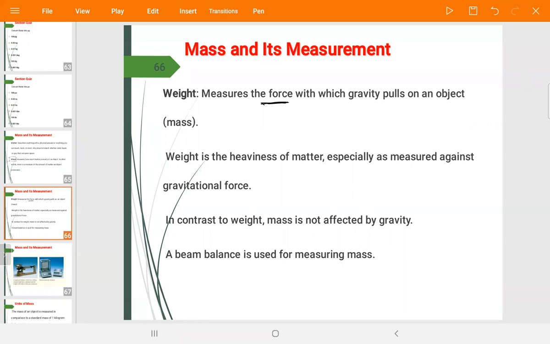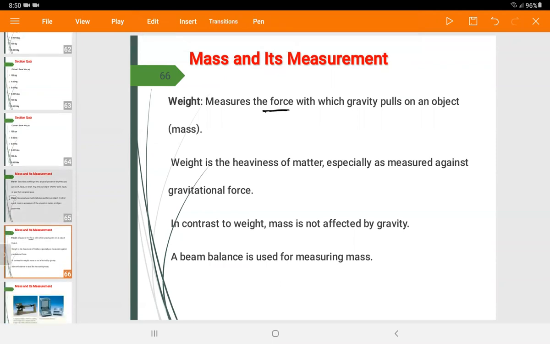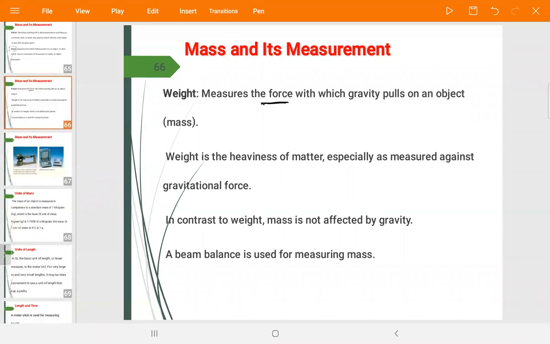Meaning, weight, unlike mass, is affected by gravity. If you measure the mass of an object on Earth or on the moon, the mass remains the same, whereas weight changes. So that is the difference between weight and mass. You have to remember that weight refers to the force with which an object is being pulled, whereas mass is the amount of matter that an object possesses. So that is the difference between these two concepts.